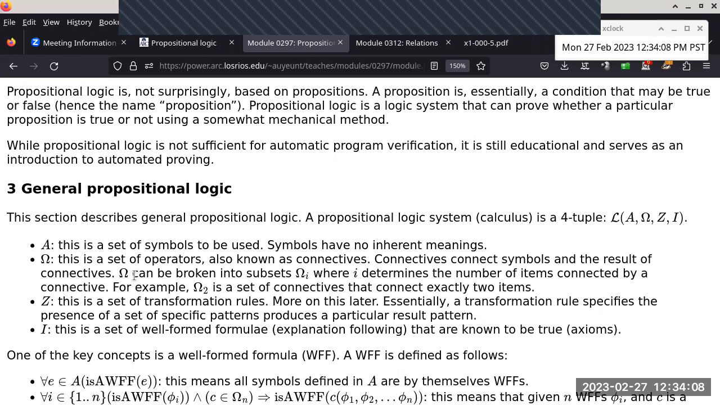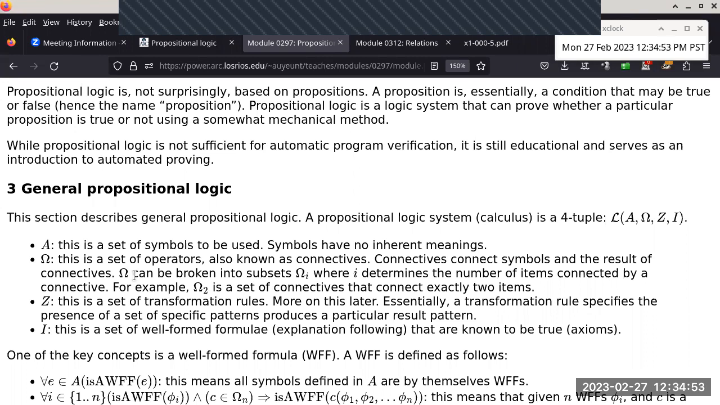So connectives connect symbols. Omega can be broken into subsets of omega subscript I, where I determines the number of items connected by a connective, in other words, operands. Ampersand, ampersand, how many operands does it expect? 2. And what about exclamation point? Only 1. So exclamation point would belong to omega 1, ampersand, ampersand would belong to omega 2, and vertical bar would also belong to omega 2. Is that okay so far? Okay.